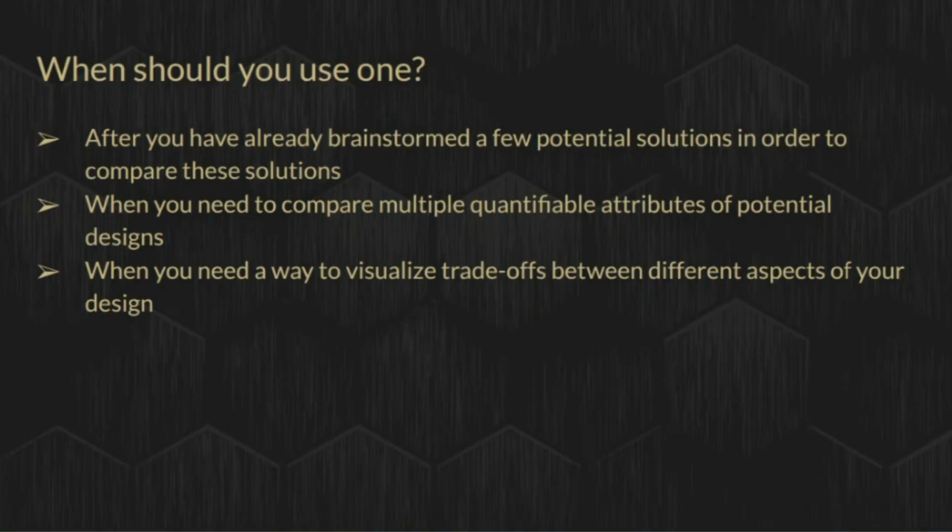As for when you should use a decision matrix, first of all, in order to actually create it, you do need to have a few potential solutions brainstormed. Usually when you're making a decision matrix, you'll have this narrowed down to 3 or 5 potential solutions. Decision matrices should also be used if you have multiple attributes that you want to compare. Decision matrices should also be used when you want to visualize trade-offs between different potential designs. So, for example, a claw that's more durable might not be as reliable, and vice versa.